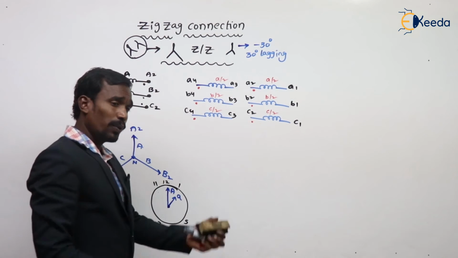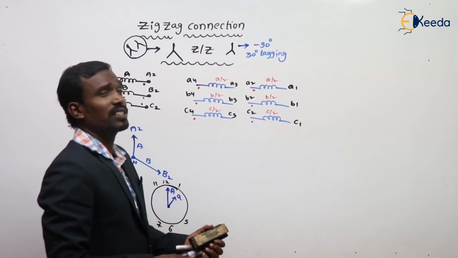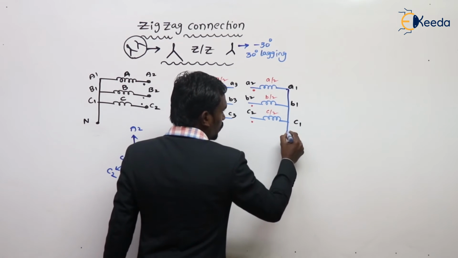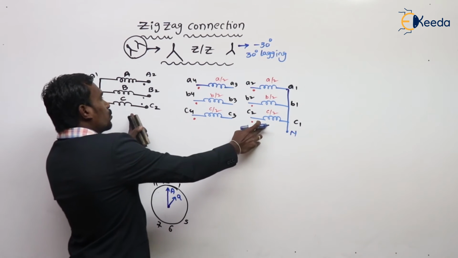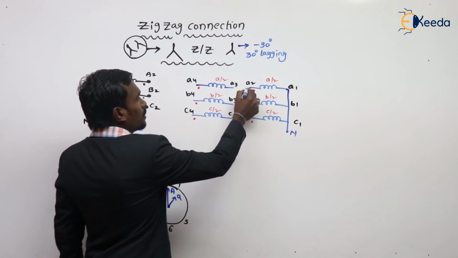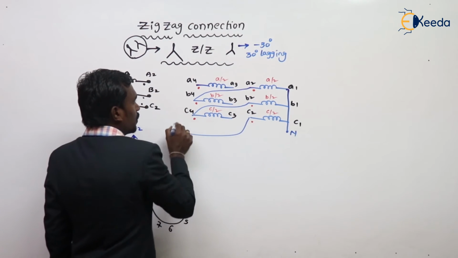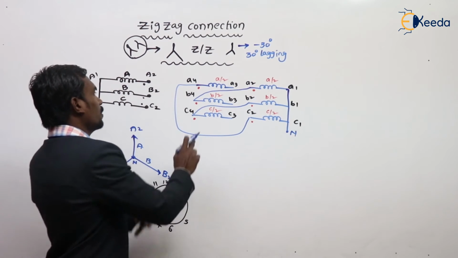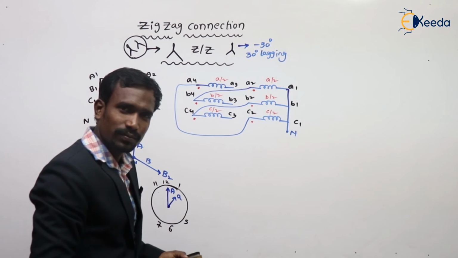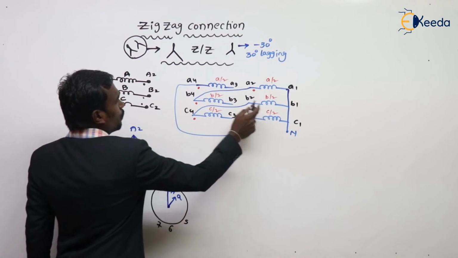Right. Now we have to draw the diagram, the star zigzag star diagram. Now take the star notation here. Nothing but these two are in additive polarity. Now these are connected to here. Now these two are in subtractive polarity. Then draw the arbitrary star. Let's draw the arbitrary star. First these two are in additive polarity.